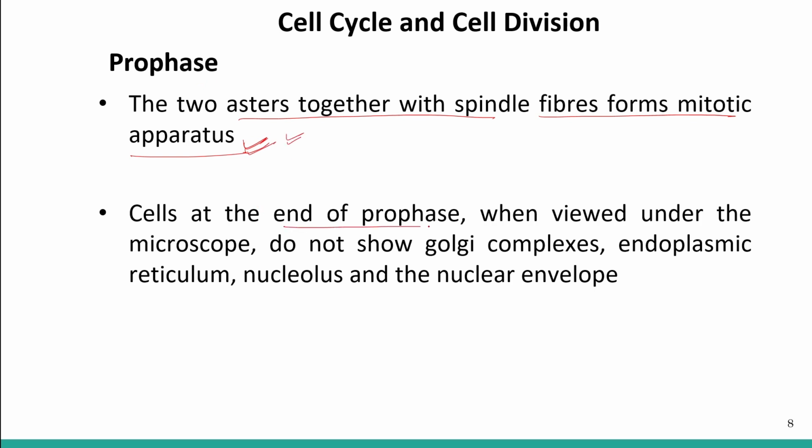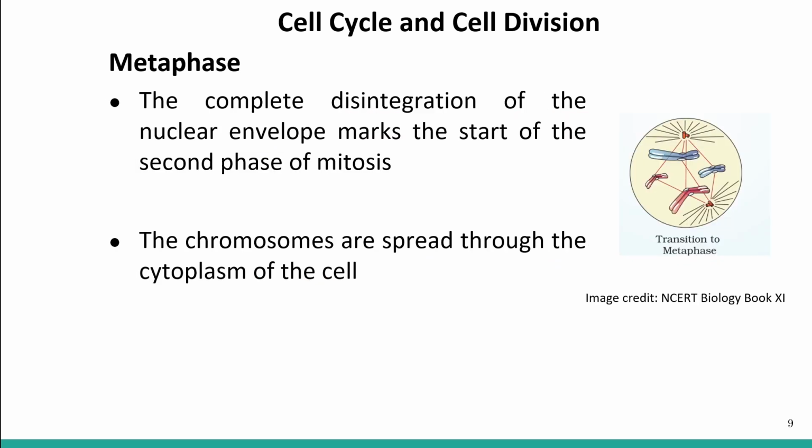Cells at the end of the prophase, when viewed under the microscope, do not show Golgi complexes, endoplasmic reticulum, nucleolus, and the nuclear envelope. So most of the cell organelles get degenerated along with the nucleus and the nuclear envelope. All the content of the nucleus you can now see in the cytoplasm only, because the nuclear envelope gets degenerated.